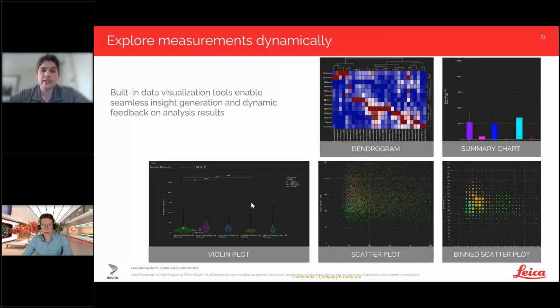And once you've collected this phenotypic information, it can be a challenge sometimes to convert this into charts and present this to other users and other researchers, but Avia makes that part of the process much simpler because it has built-in data visualization tools that enable seamless insight generation and dynamic feedback on analysis results. There's linking direct back to the image, so you can click on individual cells within Avia, within these graphs, and look at the image and compare them.